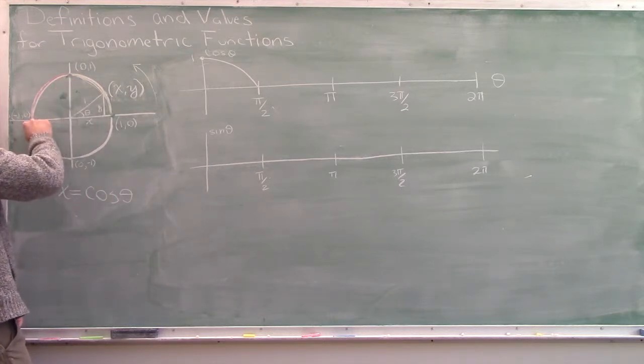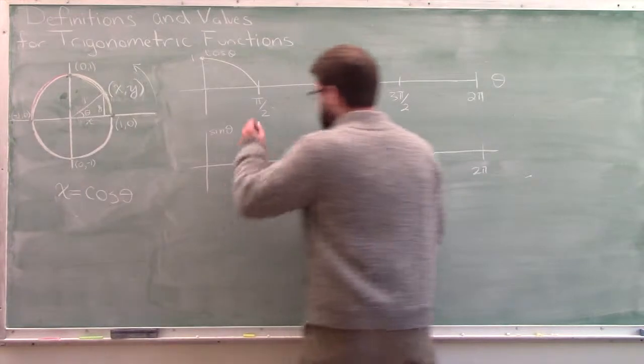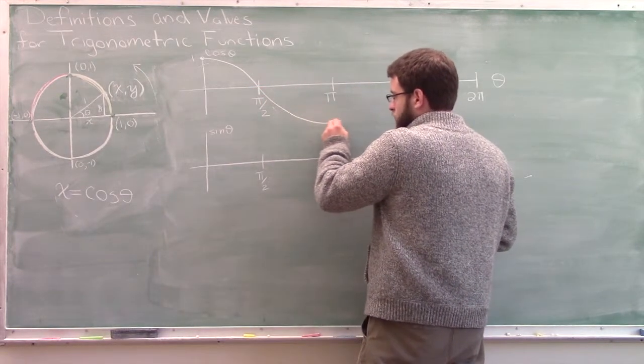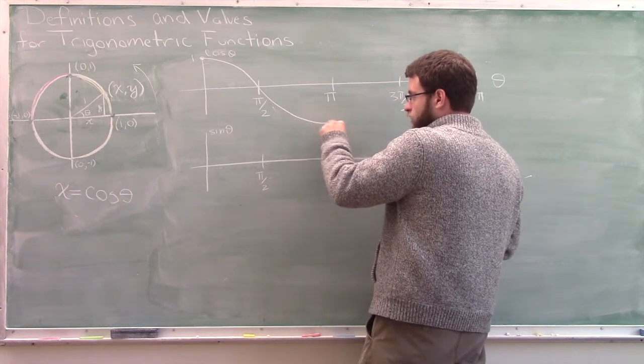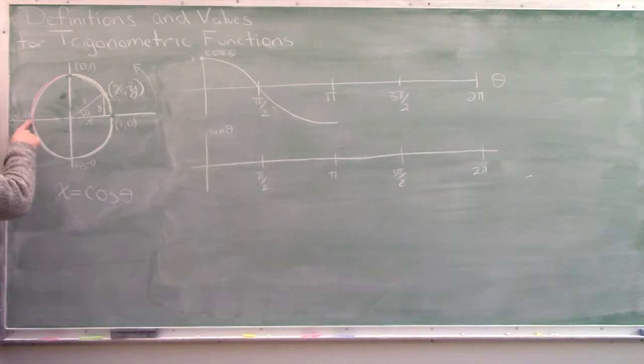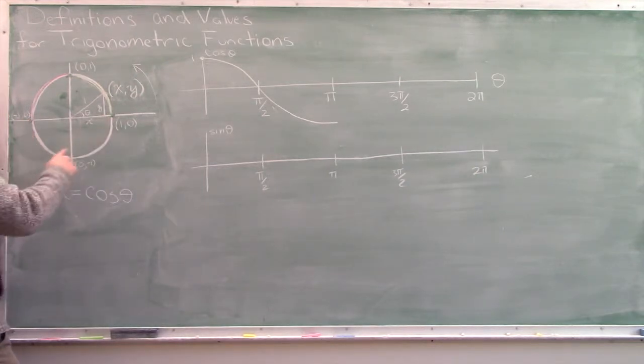Starting at 0, going to -1. So the next quarter of the circle, the plot of cosine looks like that. This is a height of -1 here.